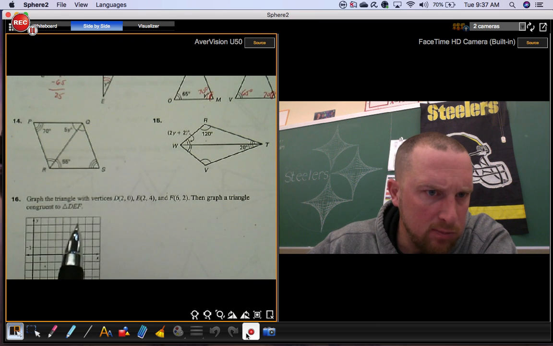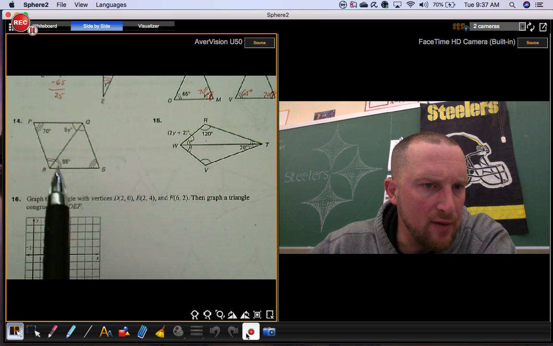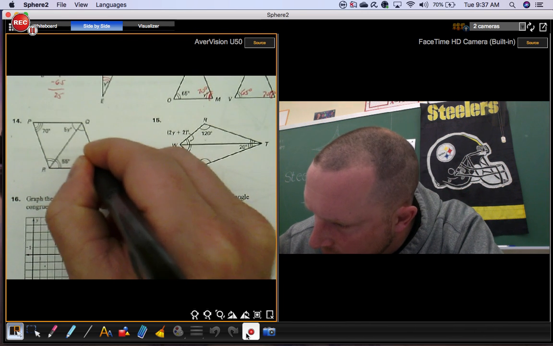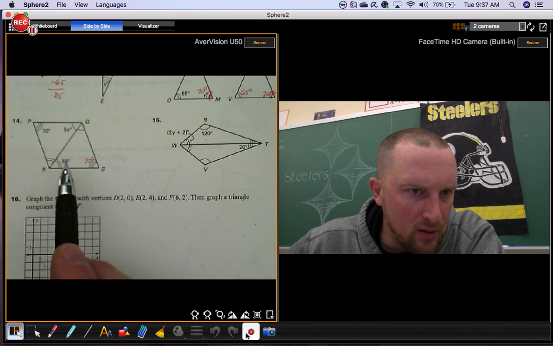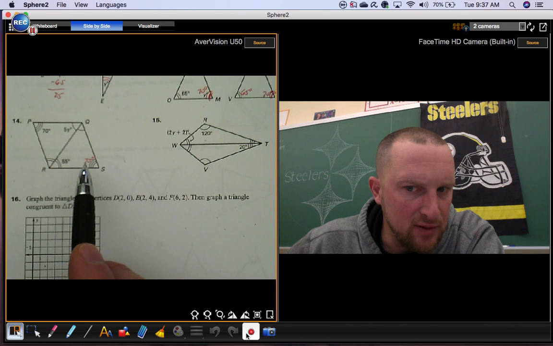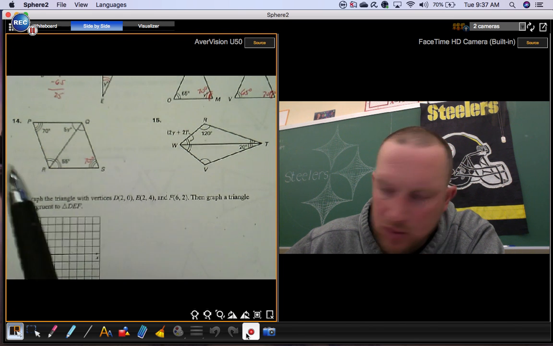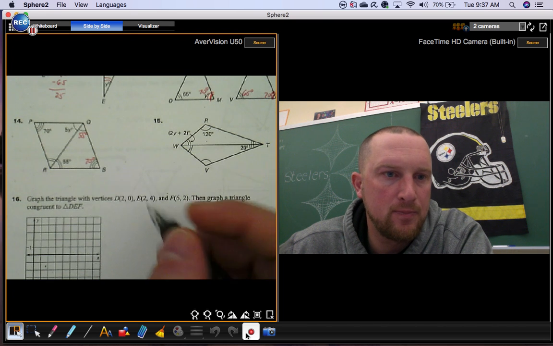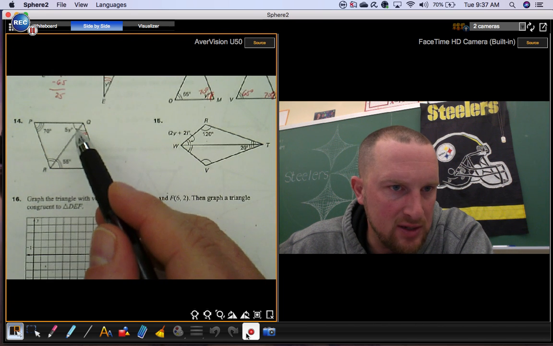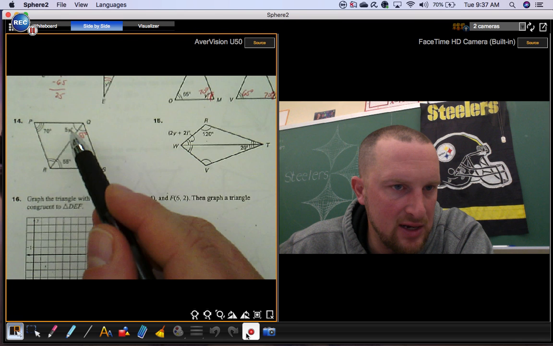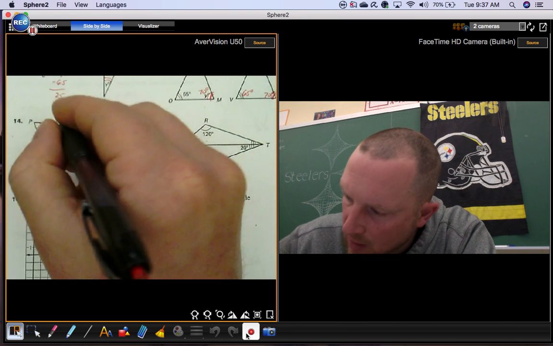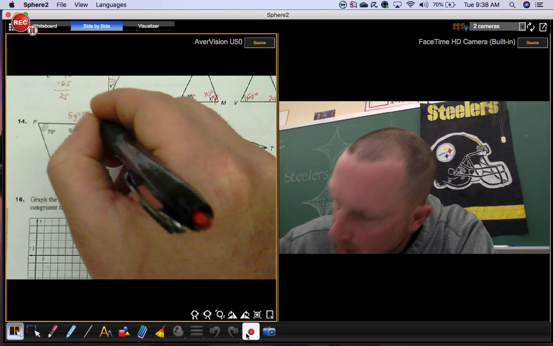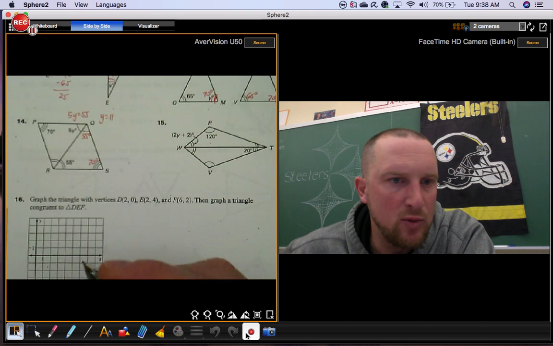Number 14. It looks like we have 3 pairs of congruent angles, which is nice. So this angle is 70 degrees. 55 and 70 gives you 125, which means this guy is also 55 degrees. Now this angle is congruent to this angle, matching arcs. So this angle is 55 degrees. So 5 times something gives you that 55. That value of that variable has to be 11.